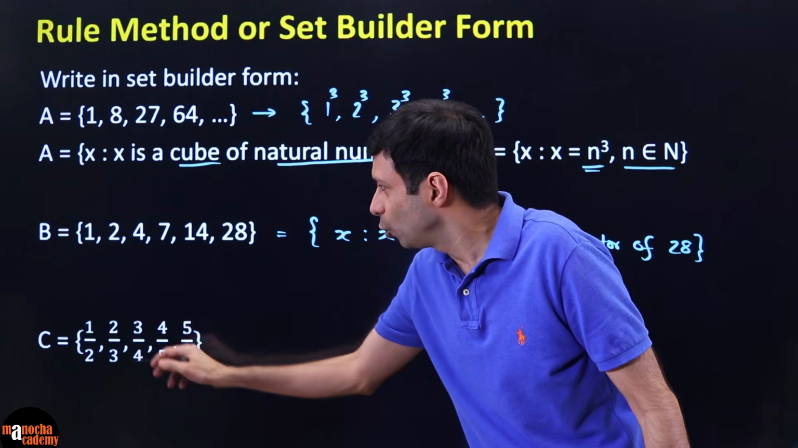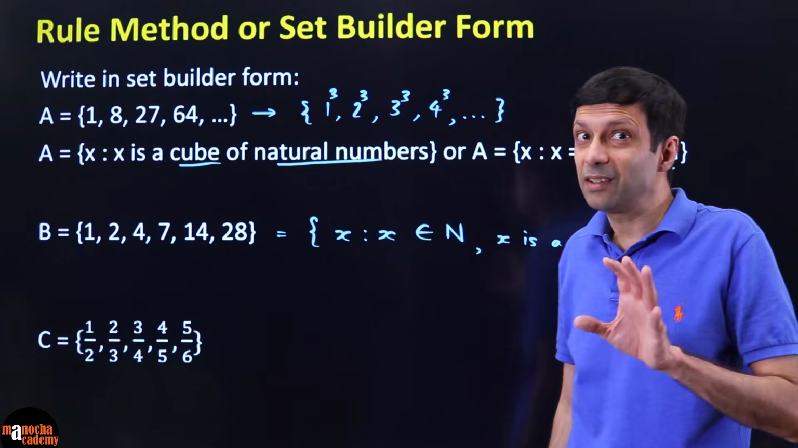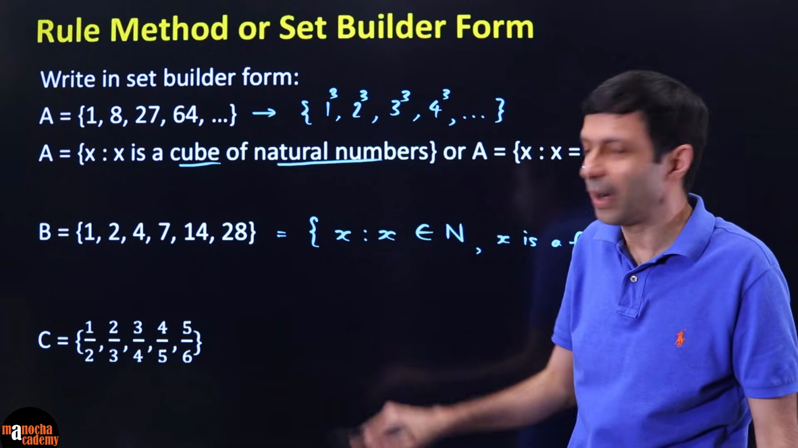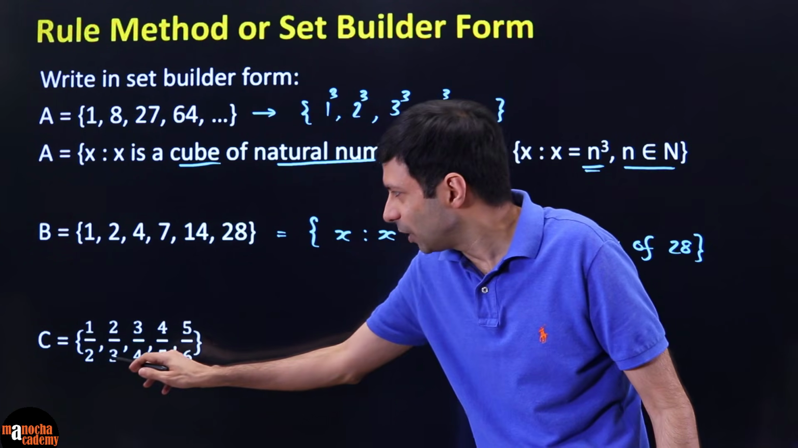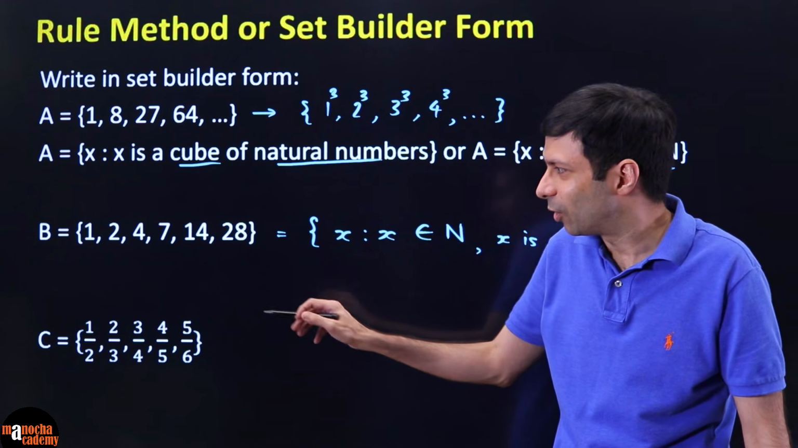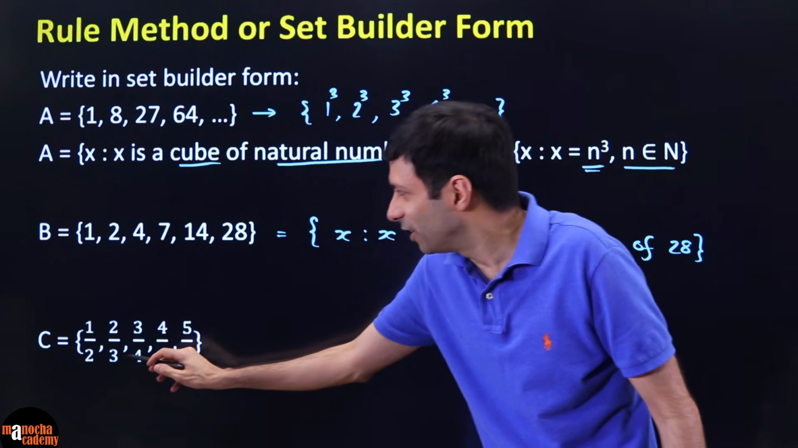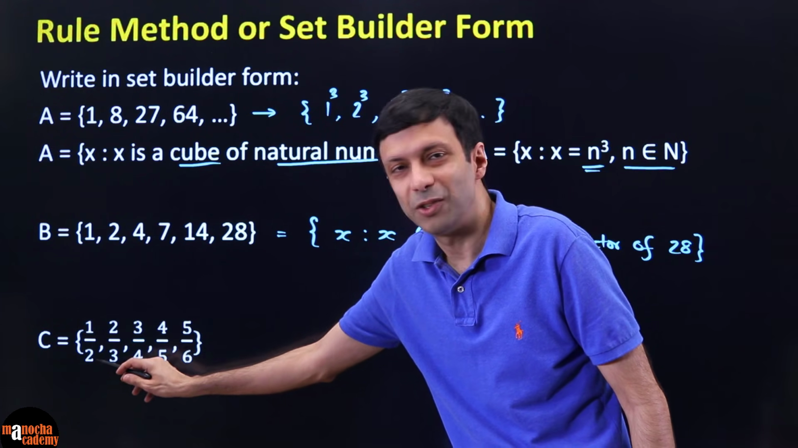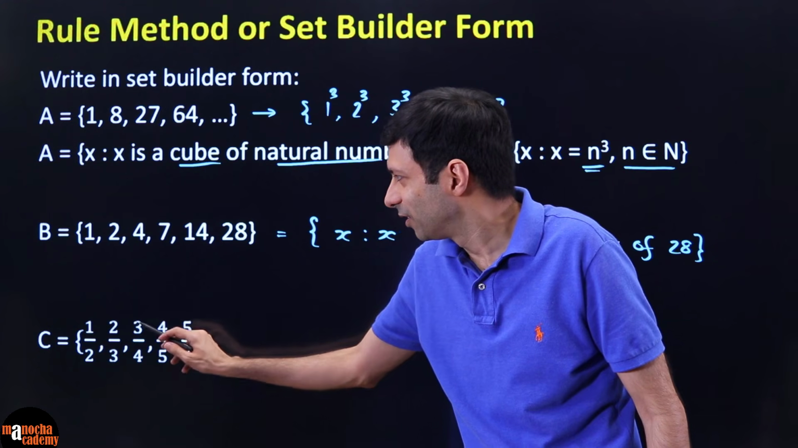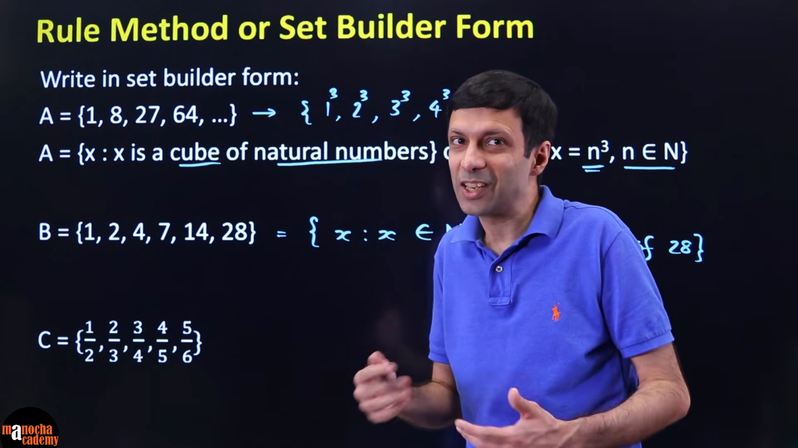Now let's try the next question. C is 1/2, 2/3, 3/4, 4/5, 5/6. Again, in these kinds of questions, try to look at what the pattern is. Can you see? The numerator is increasing every time, and the denominator of these fractions is also increasing. How are the numerator and denominator related? You can see the denominator is numerator plus 1. 1 plus 1 is 2, 2 plus 1 is 3, 3 plus 1 is 4, 4 plus 1 is 5, and so on. So that's our magic formula.